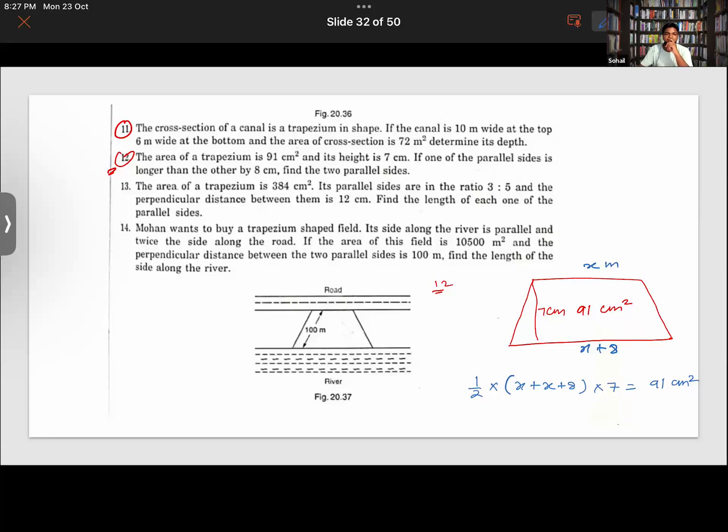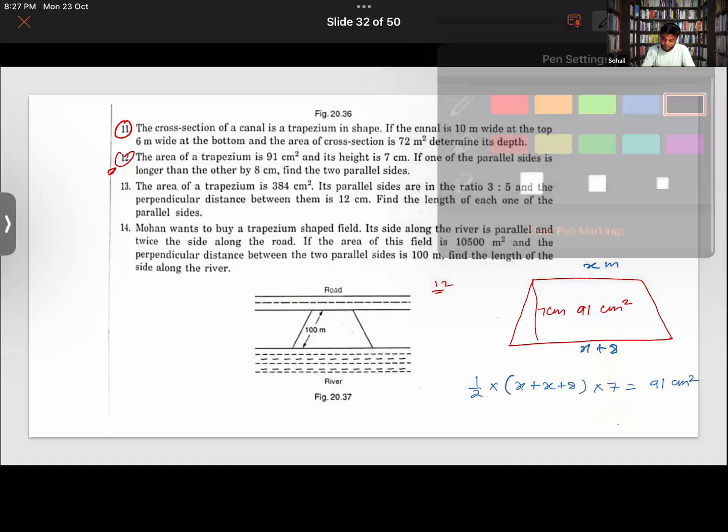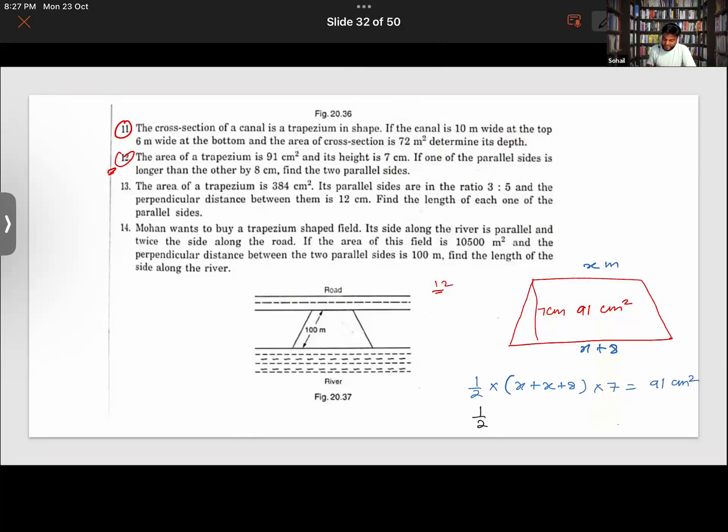So I'm getting x equals 35. Then the other one is 43. So half times (x plus 8), so it's half into (2x plus 8) multiplied by 7 equals 91. Now I will be transposing 7 to the other side.